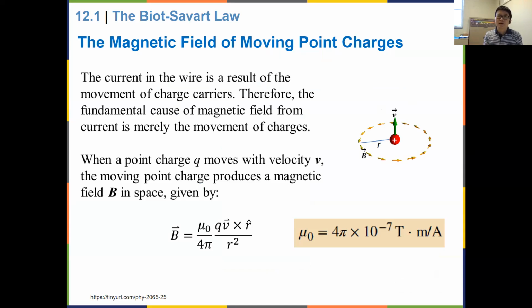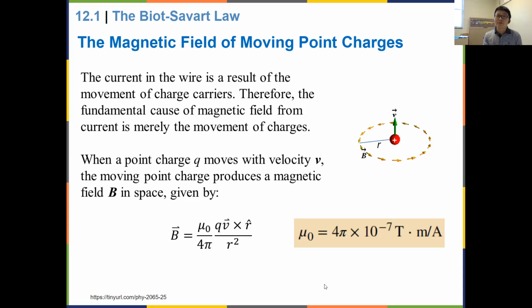Okay, so then if you look at one individual charge that is moving, the field produced by it is equal to mu naught over 4 pi, the charge q, and v, the velocity, cross r unit vector divided by r squared. So r is pointing from the source to your point of interest. Mu naught is equal to 4 pi times 10 to the minus 7 Tesla times meters over amps.